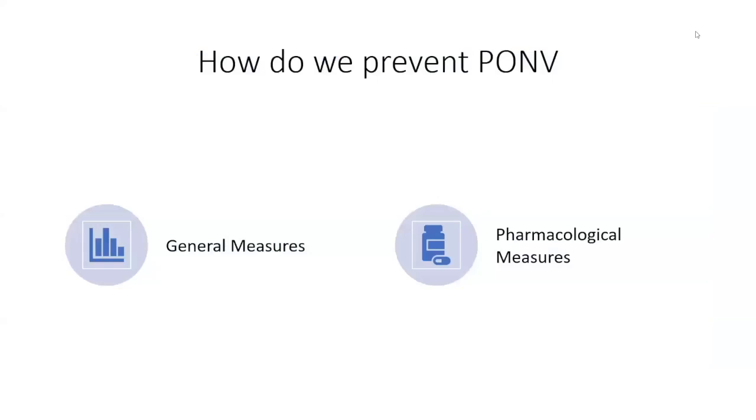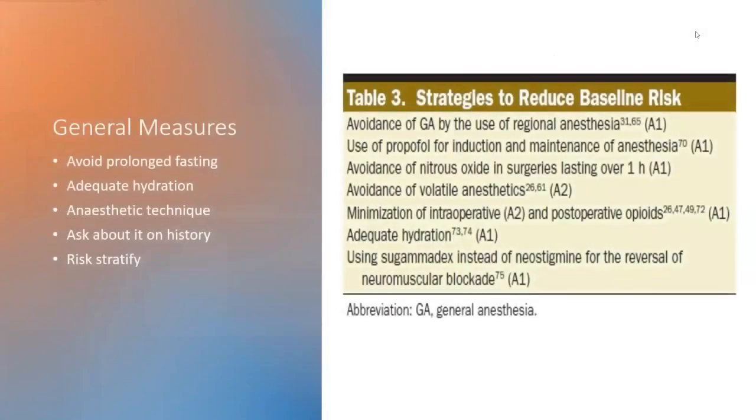So then how do we actually prevent this postoperative nausea and vomiting? It's basically divided into two. You've got your general measures, and then you've got your pharmacological measures. So your general measures is basically you avoid prolonged fasting periods, you have adequate hydration, you decide on your anesthetic technique, if you're performing a regional technique or a total intravenous technique or volatile anesthetic, but avoiding the use of nitrous. You have to inquire about any previous history of postoperative nausea and vomiting, and then you actually have to re-stratify your patient so that you can tailor your anesthesia towards this patient stratification.